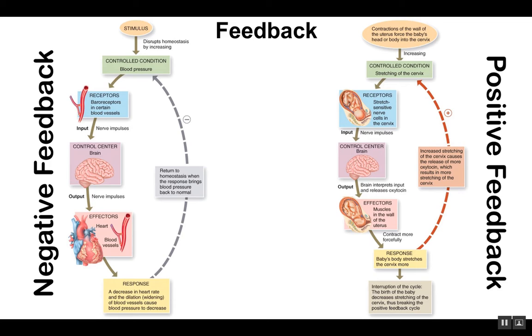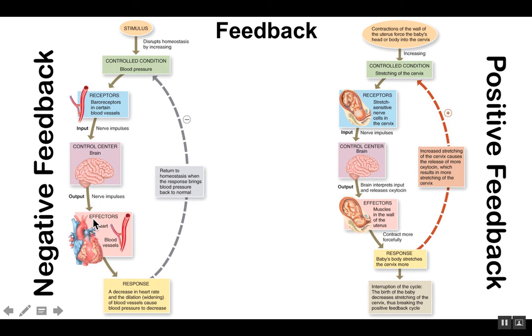They're located in your carotid arteries that are in your neck and the aorta that comes out of your heart. But we detect pressure there. And if it gets too high or low, we notify the brain. There's actually an area in the brain called the medulla oblongata that receives this information and determines what to do about it. So if blood pressure gets too high, your brain gets that information and notifies the effectors.